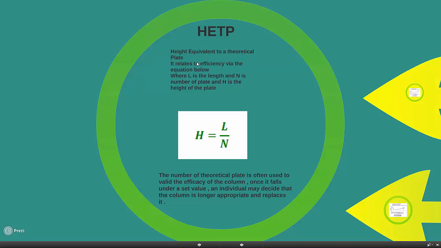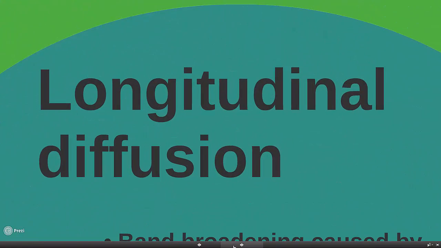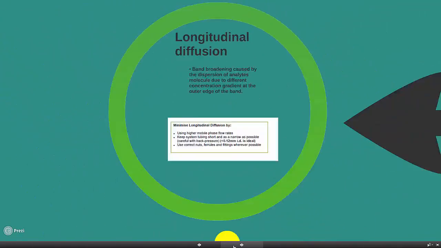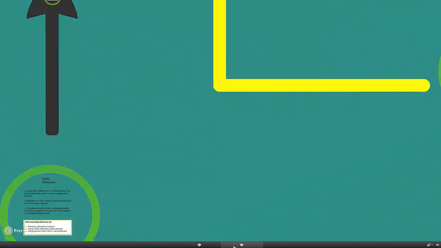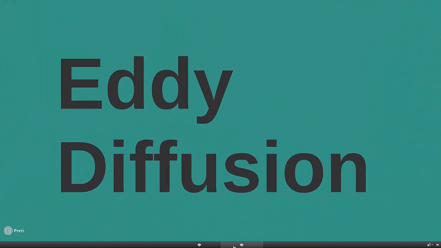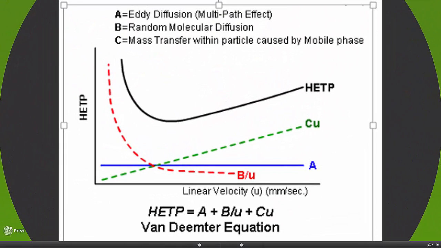You can see that it relates to efficiency by this equation here, and the theoretical plate number can be utilized to validate the efficacy of the column. Once it falls below a certain value, you can change the column because it's no longer doing what you intended it to do. It depends on longitudinal diffusion, mass transfer, and eddy diffusion via the van Deemter equation.